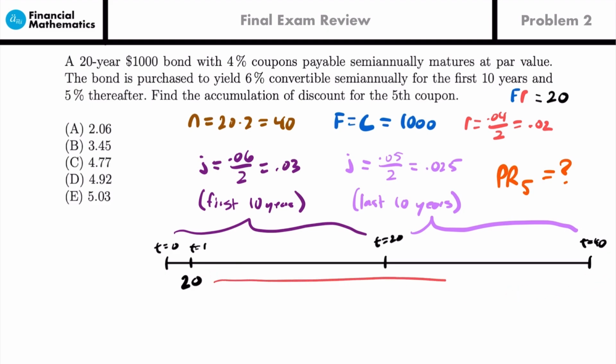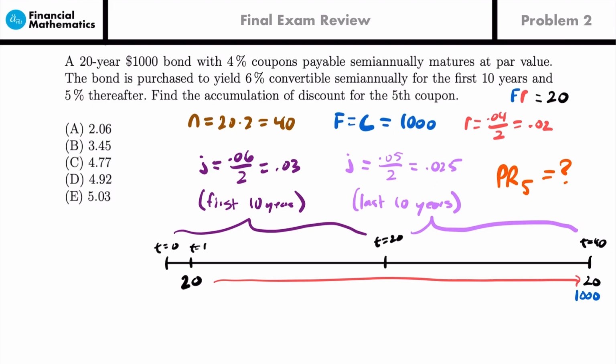So I'm just going to do this. We would have $20 payments or $20 coupons at every time up to time 40, where we'd have another coupon payment as well as the return of the redemption value, which is $1,000. Okay, so we'd also have 1,000 at time 40. So what we would have to do here to calculate the price of this bond is value the first 20 coupons at time 0 using this yield rate, and then value the last 20 coupons as well as the redemption value using this yield rate.